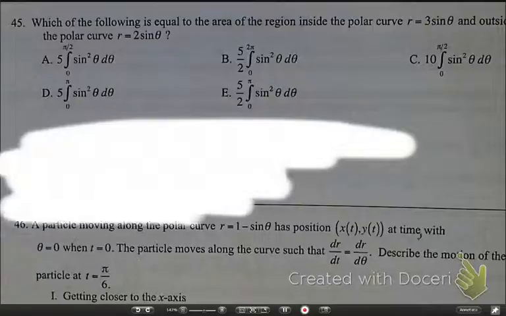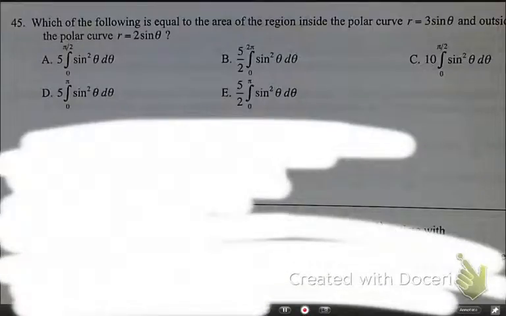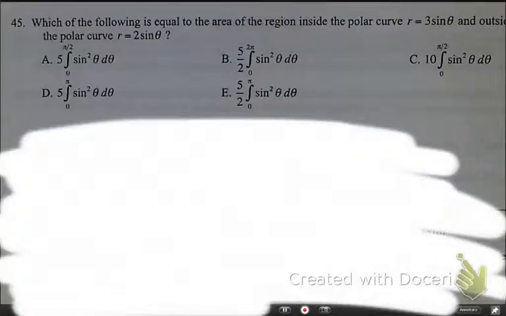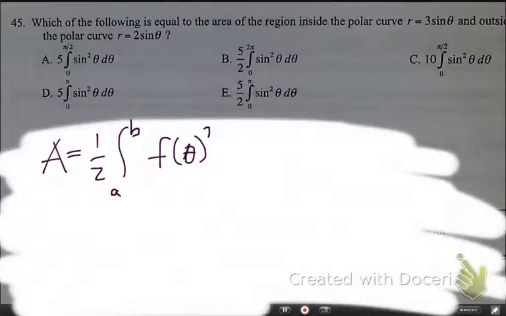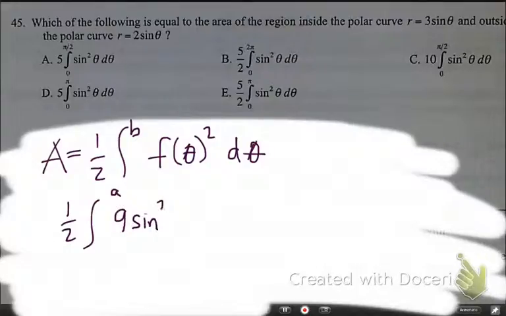So for this one, first things first, we know that the formula for the area is area equals 1/2 times the integral from alpha to beta of f of theta squared d theta. So to figure out the area between the two curves, you just subtract them, squared. So it would be 1/2 the integral of the outside squared minus the inside squared. The outside function is 3 sine theta, so squaring that would be 9 sine squared theta, and then minus the inside squared, which would be 4 sine squared theta.